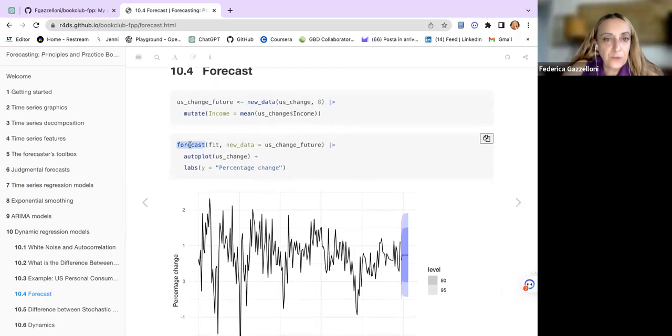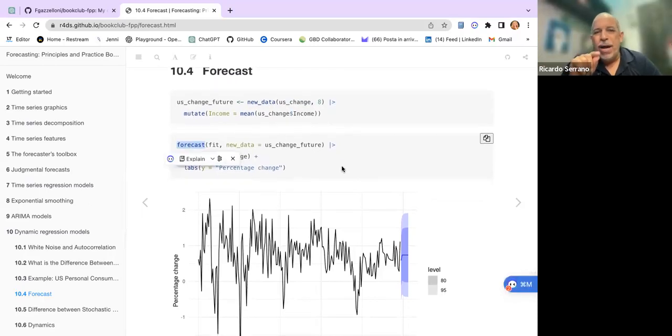And then, Federica, you have to add that income, because remember, you are going now to the future, right? You have the time series until the last observation. Then you're going to the future. So before, with only ARIMA, you only need to get the periods to the future. If it was years, 8 years. If it's quarters like this, 8 quarters, okay, 2 years.